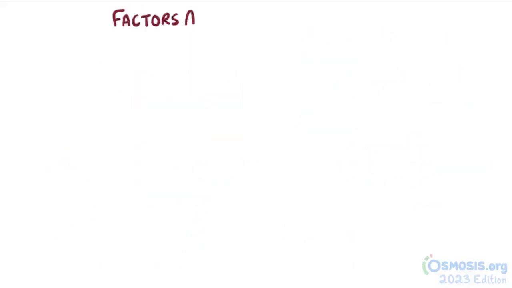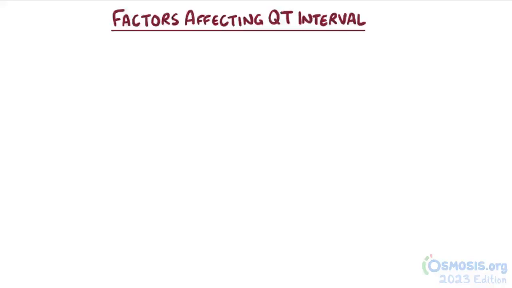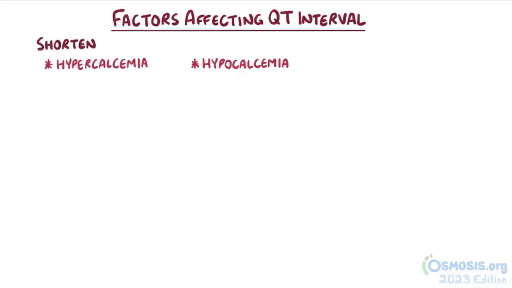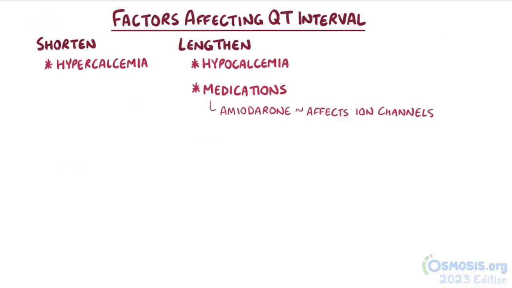Finally, here are some factors that can affect the QT interval. First up, both hyper and hypocalcemia, meaning too much or too little calcium in the blood, respectively. Hypercalcemia typically shortens the QT interval, while hypocalcemia lengthens it. The QT interval can also be prolonged by medications, like amiodarone, which is an antiarrhythmic that affects cardiomyocyte ion channels, or caused by inherited long QT syndromes, where there are mutations in genes, including LQT1, LQT2, or LQT3.